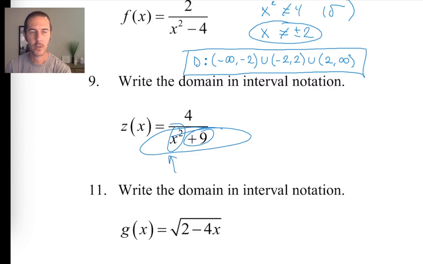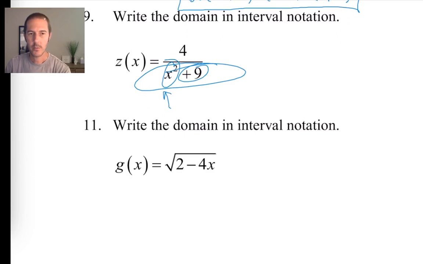We have determined there are no restrictions on our x value there, because you can't find an x value that would cause division by 0 in that fraction. Therefore, the domain is all real numbers, or using interval notation, negative infinity to positive infinity.